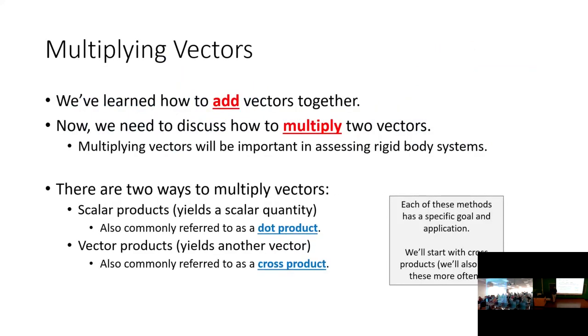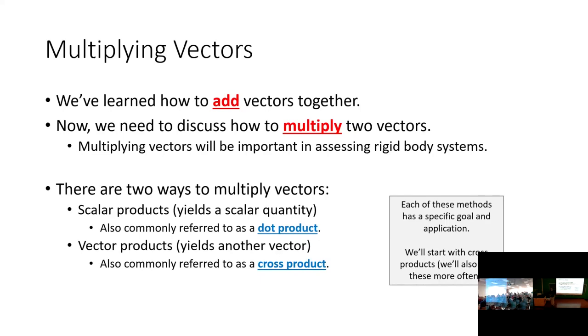So, like I said, we've learned how to add vectors. Now I want to discuss how to multiply vectors. And I want to explain, first off, why. The reason we are learning how to multiply vectors is because the multiplication of vectors is how we are going to assess rigid body systems.